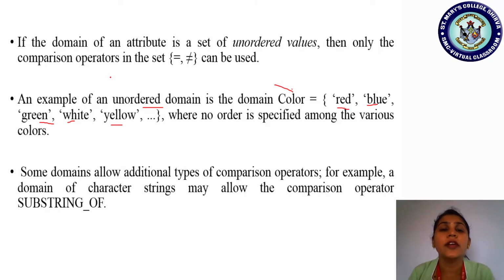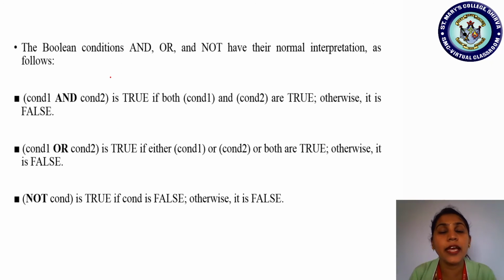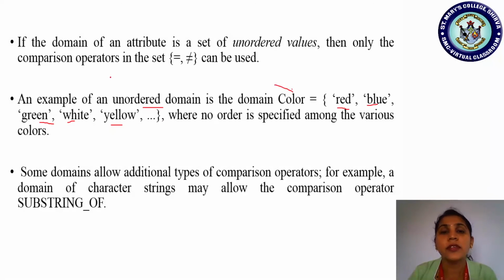So date of join. You may want to display the employees who have joined the company after June 2020. Greater than June 2020, like this we can specify the condition for such ordered values, whereas the color domain cannot be considered ordered. So for such unordered values, the condition can make use of which operators? Either equal to or not equal to.